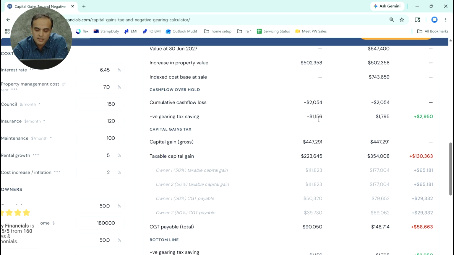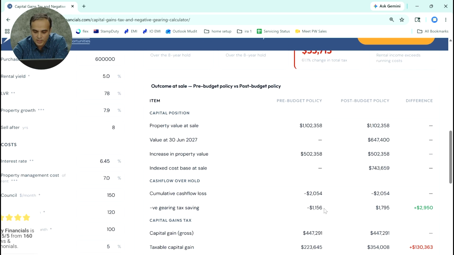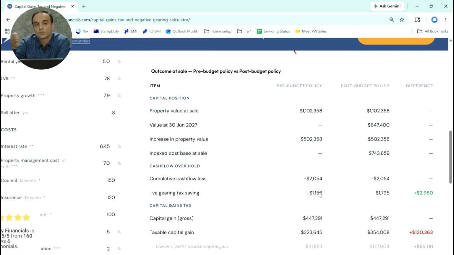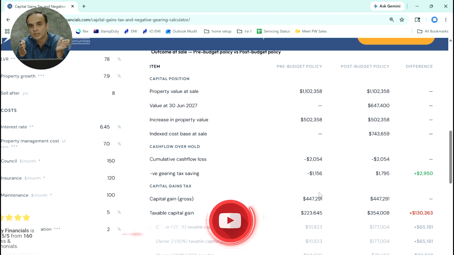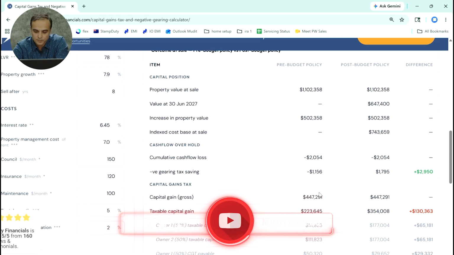So the negative gearing tax saving in the first scenario, which is under the pre-budget policy, you'll be paying a tax of $1,100 because the property becomes positively geared after the 4th year. So ultimately there are first few years you will be saving on negative gearing, but after 4 years, this is pre-budget policy. Okay, so for the first 4 years, because it is making losses, you are saving on negative gearing. After that there is profit, so you pay tax on that.